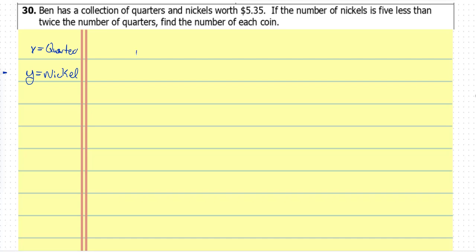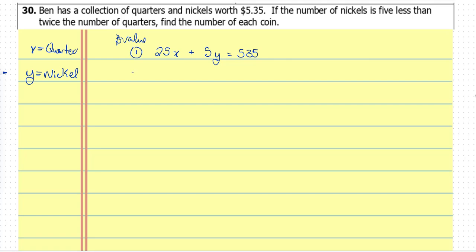And so if I want to make my first equation, I'm going to think about it with the money, the value. So the value of a quarter is 25 cents times my number of quarters. The value of a nickel is 5 cents times my number of nickels, which is Y. And then it tells me I have $5.35. So I've been dealing with these in pennies, so I need to make this one in pennies. That means I have 535 pennies.